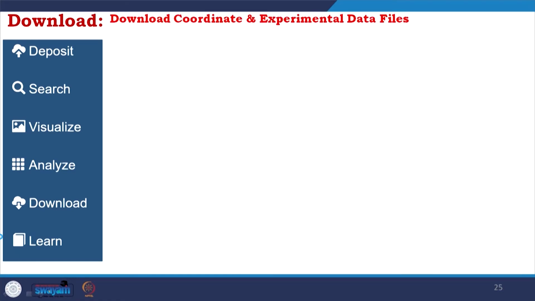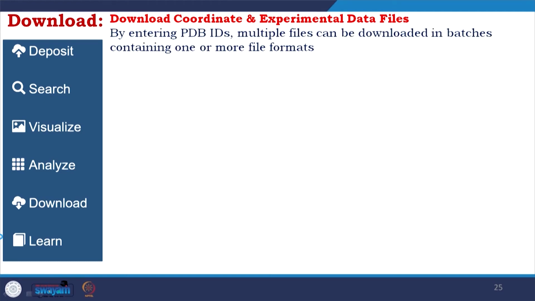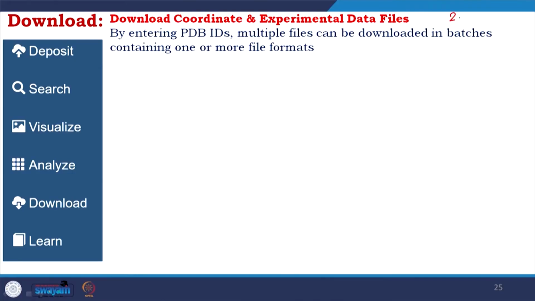Download: you could download coordinate and experimental data files. What you have to do is enter the PDB ID, which I am talking about continuously. The PDB ID is a combination of numbers and letters, like 2GDN is a PDB ID. You have to remember there are 4 positions. The first position has to be a number. So, the PDB ID is a unique ID for a structure.